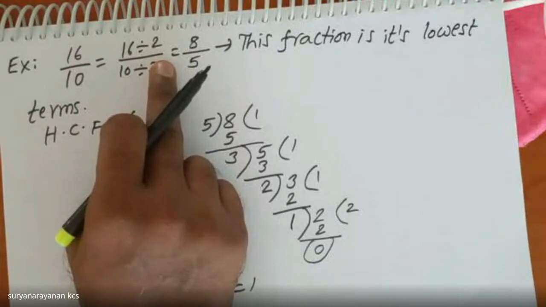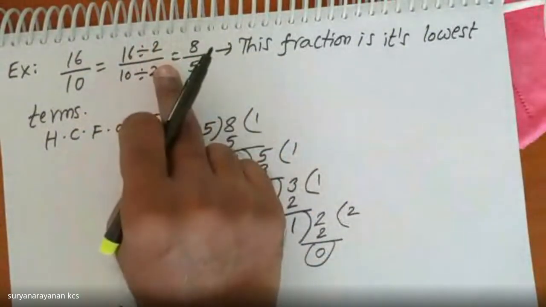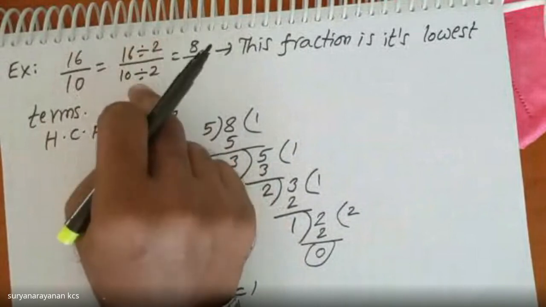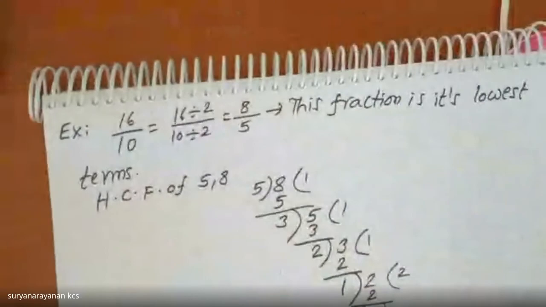Sir, here the HCF of these two numbers is 2. Yeah, sir. I will tell you another example. Not every time by 2. First we have to find the HCF of the numerator and denominator. We should not divide the numerator and denominator by 2 every time. I will tell you another example.